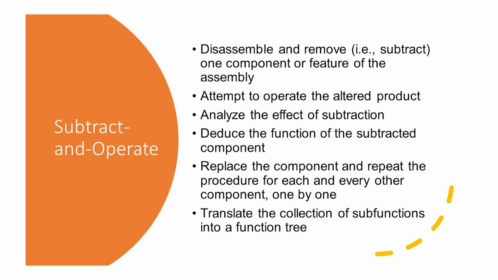Then you want to be finding out what functionalities they have. So, what you can do is you can disassemble and remove one component or feature of the assembly and see if you can operate the altered product. Okay, remove just one component, see what it does. Can it still do what it was originally doing? If not, analyze the effect of the subtraction, that will tell you what functionality that specific part had. So, deduce the function of the subtracted component and then replace the component and repeat the procedure for each and every component one by one. So, put it back, take another component out and see what effect that has.